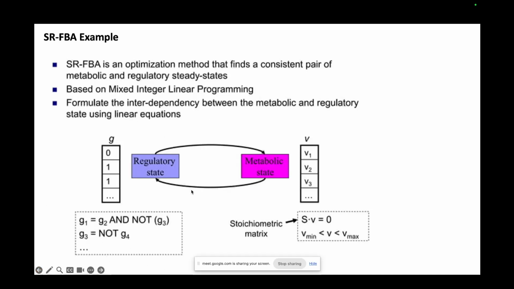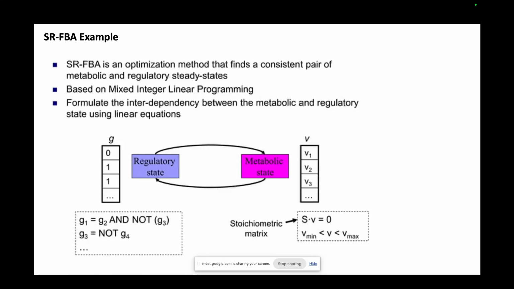On the left is your regulatory state, which can have conditions. So gene 1 will be expressed when gene 2 is expressed and gene 3 is not expressed, or both of them expressed together, or something like this. So you have Boolean values. These are not continuous values because you're not modeling this as an ODE. So either it can be off or on, so 0 and 1, right? On the left hand side, you have the regulatory state.